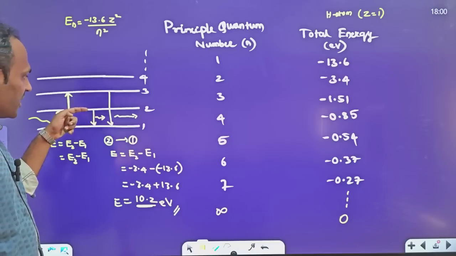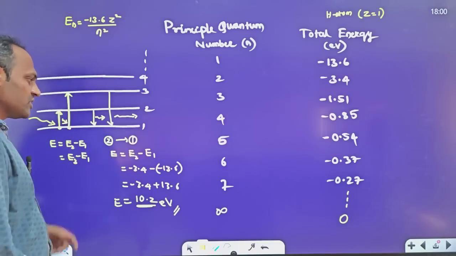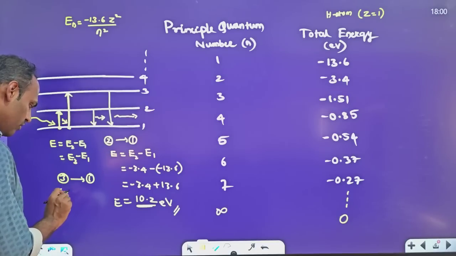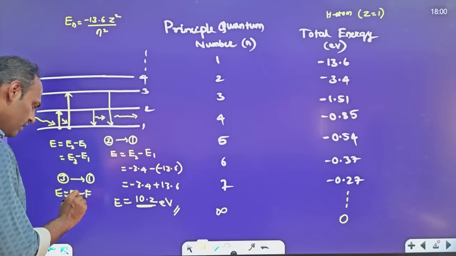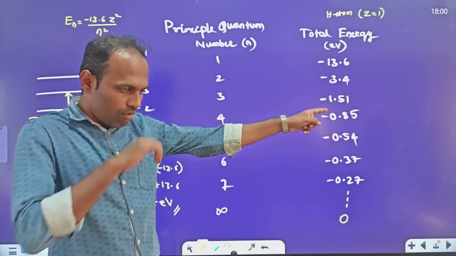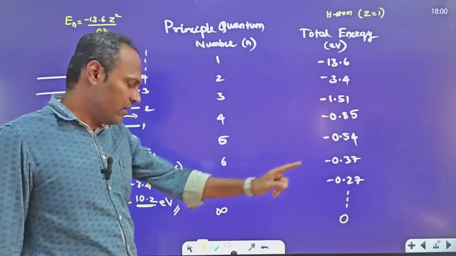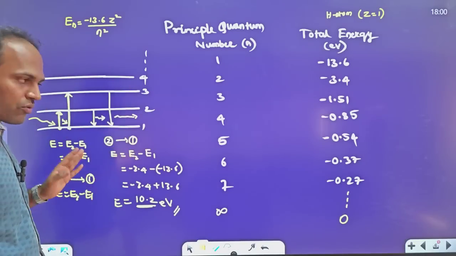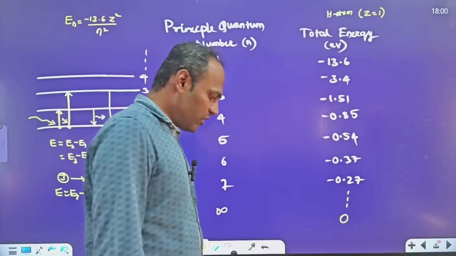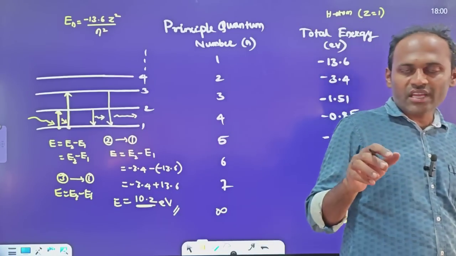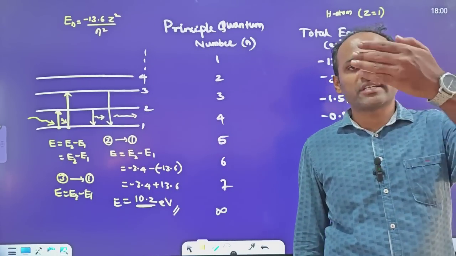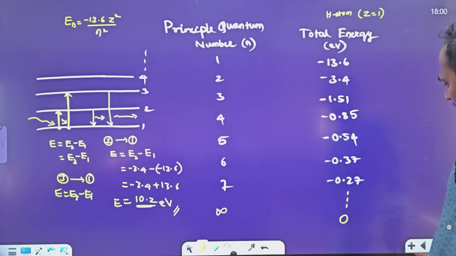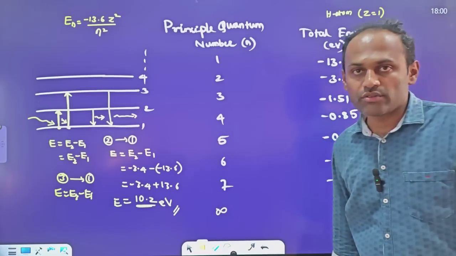So when it is shifting from the second to the first, the energy is E2 minus E1. If it is shifting from the third to the first, then the energy will be equal to E3 minus E1, right? E3 is how much? E3 is minus 1.51, minus minus 13.6. Subtract and you get the energy, right? While moving from the ground state to the excited state, it will absorb the energy, and while moving from the excited state to the ground state, it will emit the energy. Okay, so you better remember these energies so that you can easily calculate these values, correct?